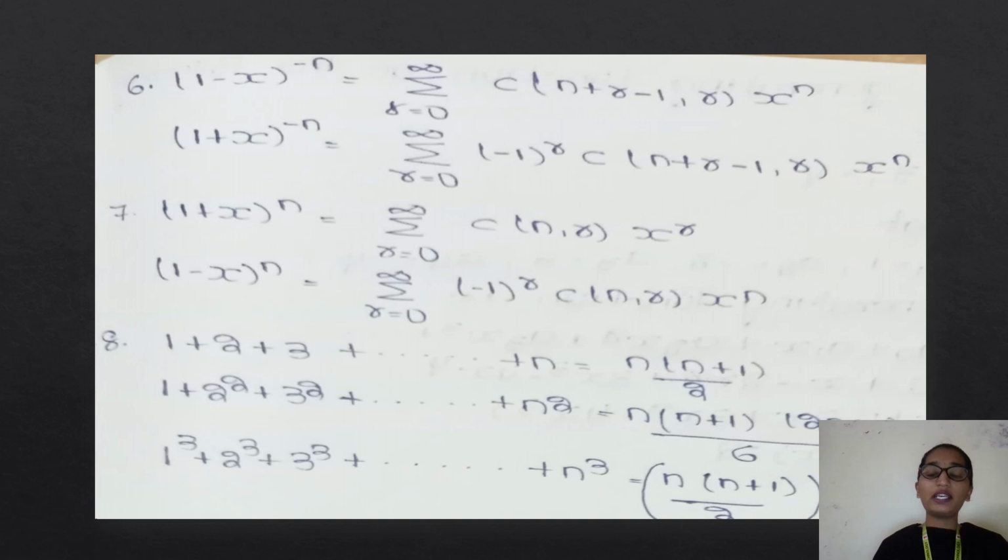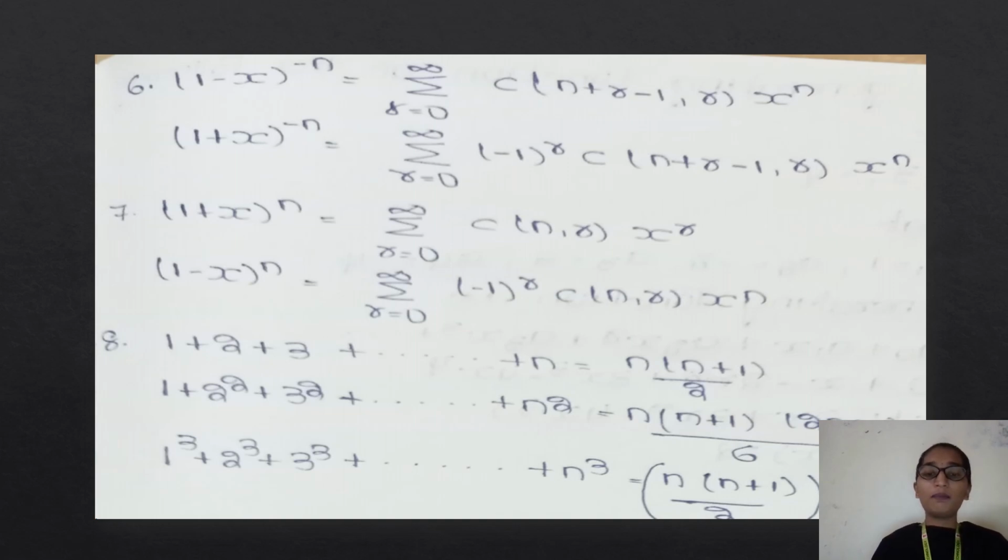(1 plus x) whole power n is equal to summation r equals 0 to infinity C of (n comma r) into x power r. (1 minus x) whole power n is equal to summation r equals 0 to infinity (minus 1) whole power r C of (n comma r) x power r.